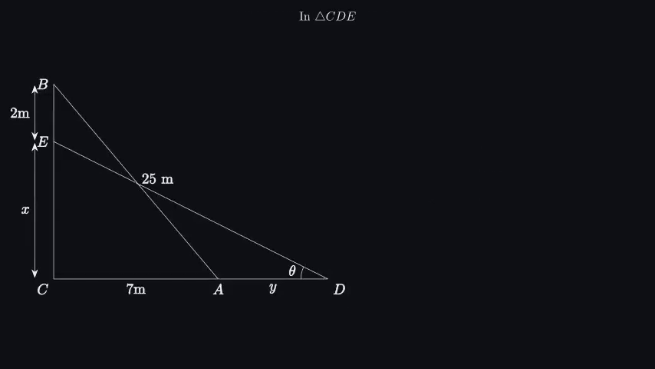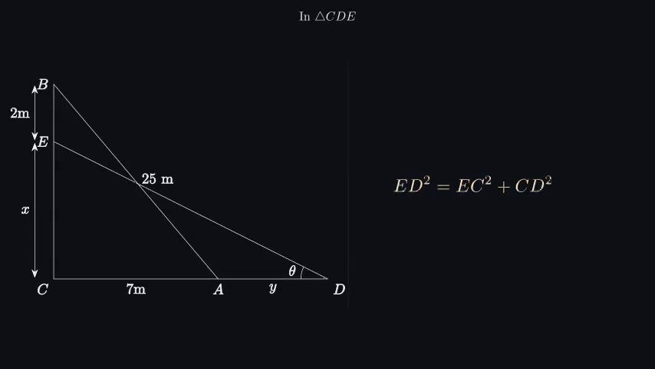In the new position, triangle CDE is also right-angled. The pole length has not changed, so ED equals 25 meters. The new vertical height is EC equals 22 meters. We now find CD, the new distance from the wall to the lower end of the pole. From triangle CDE, use Pythagoras' theorem again. So the new distance from the wall is 11.87 meters.